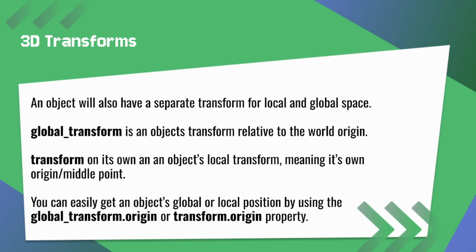On the other hand, transform on its own is not called local, it is called transform. This will have an object's local transform, so it'll reference its position based on its middle point. So you can easily get an object's global or local position by using the global transform.origin or the transform.origin property.